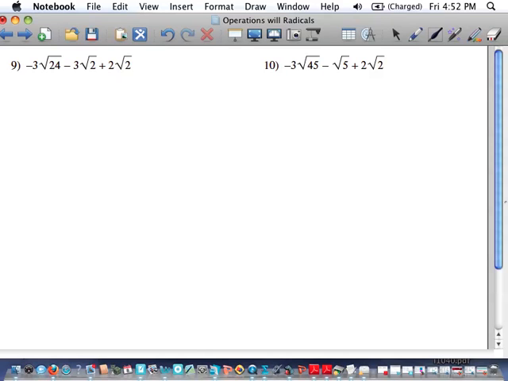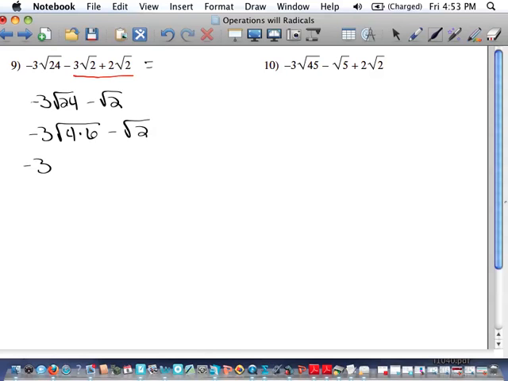I have negative 3 times the square root of 24 minus 3 root 2 plus 2 root 2. So when I look at those, I recognize that I can combine the last two terms together, but I can't do anything with the first term yet. So I have minus 3 square root of 24 minus the square root of 2. The question is, can I simplify the square root of 24? Hopefully you recognize that that can be factored to 4 times 6.